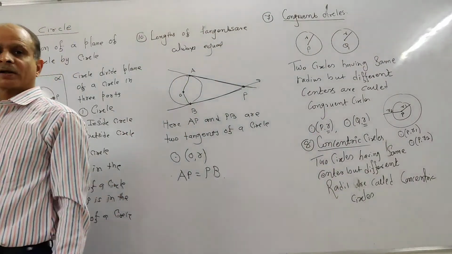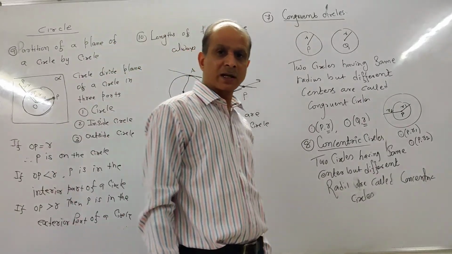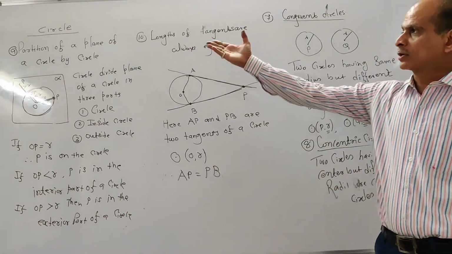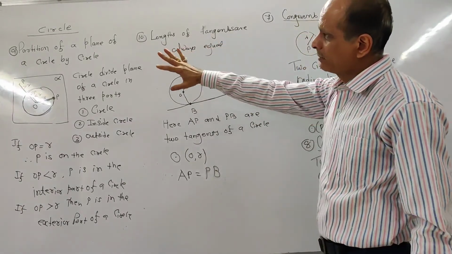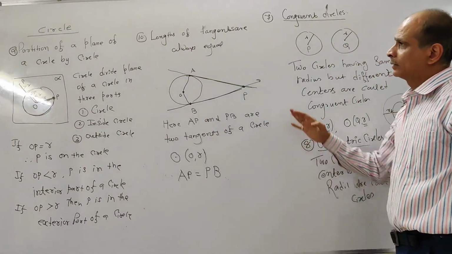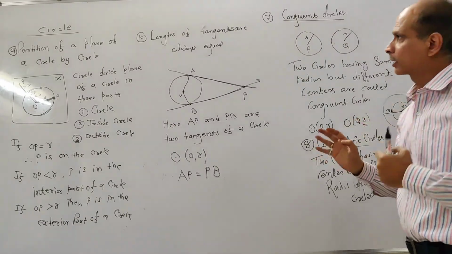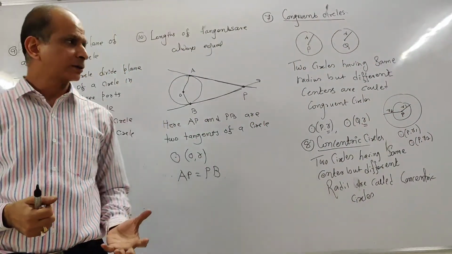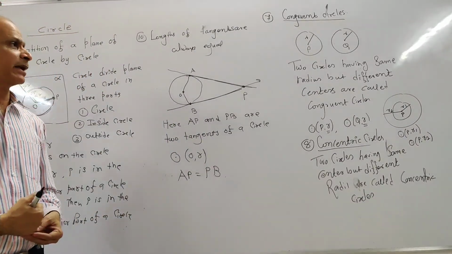Then tangent of a circle. Then congruent circle and concentric circle. Then partition of a plane by circle. And the last concept, that is length of a tangent, they are also equal. So these 10 points are very important to solve exercise number 10.1 as well as 10.2.